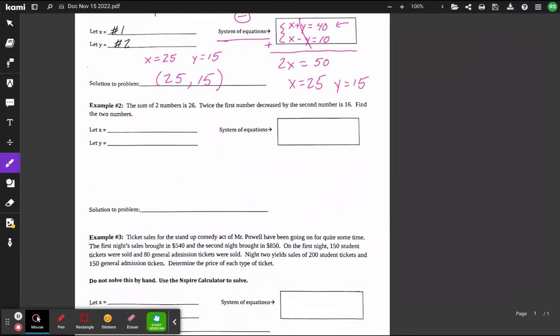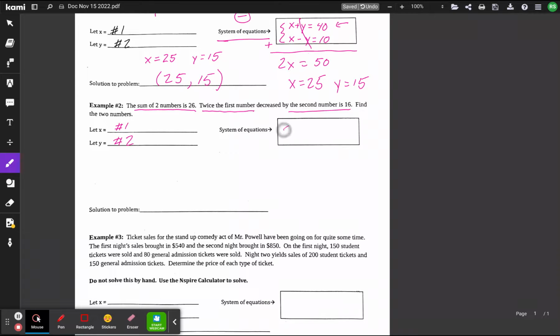So in our second example, it says the sum of two numbers is 26, and then it says twice the first number decreased by the second number is 16. We're going to try and find our two numbers. Again, x is number 1, y is unknown number 2.